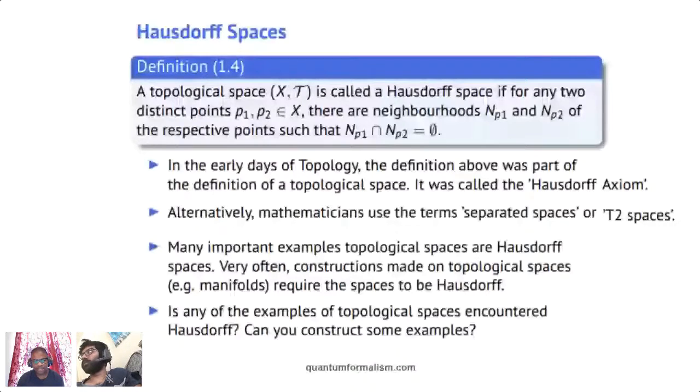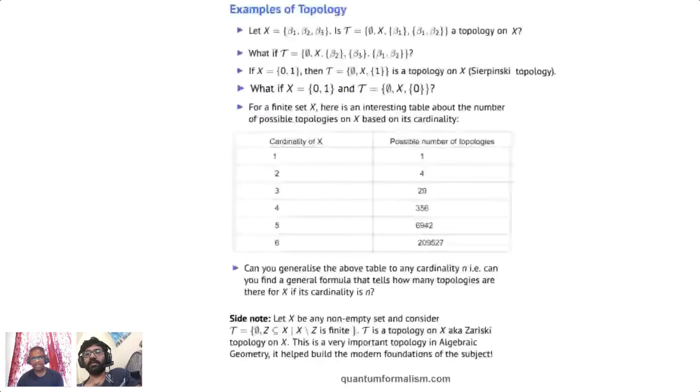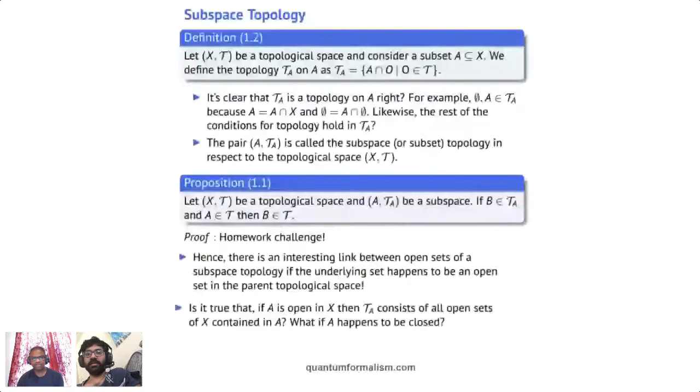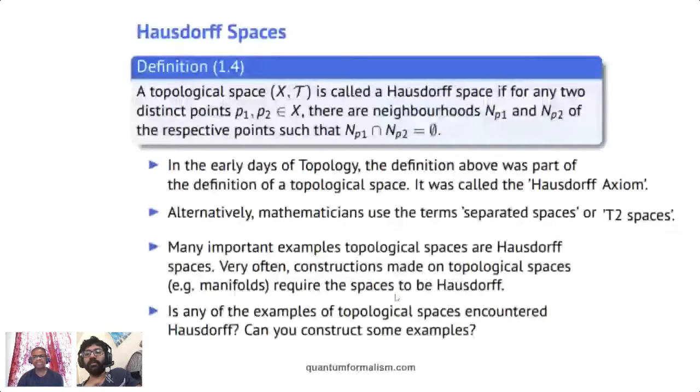So the question is: are any of the previous topological spaces, the toy examples we've been building, Hausdorff? Just go and check whether there are neighborhoods that satisfy this. All you have to do is check if they satisfy the Hausdorff separation axiom condition.